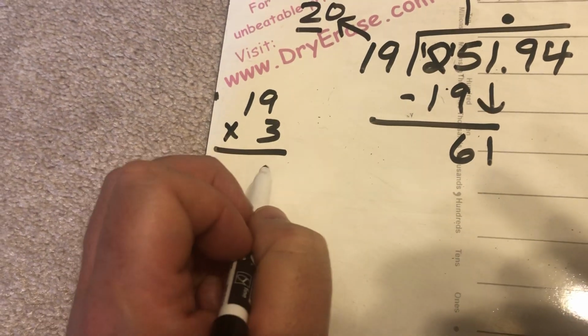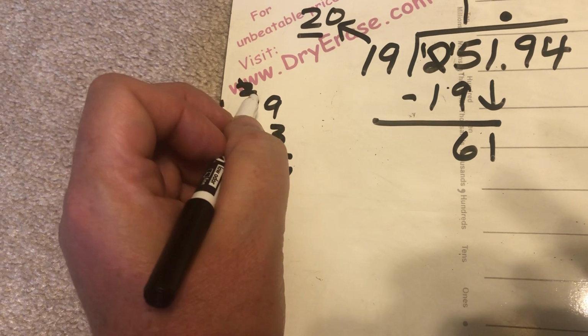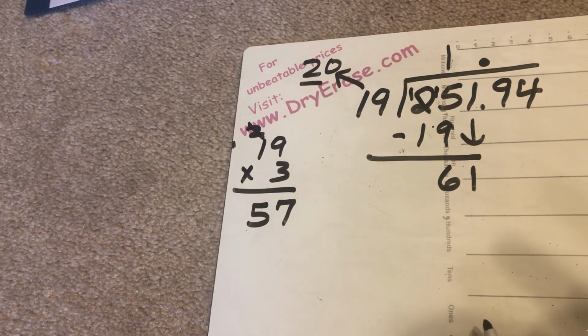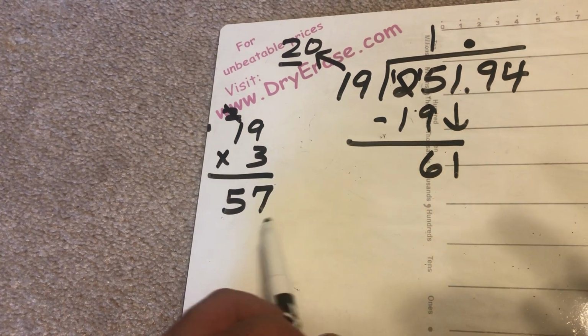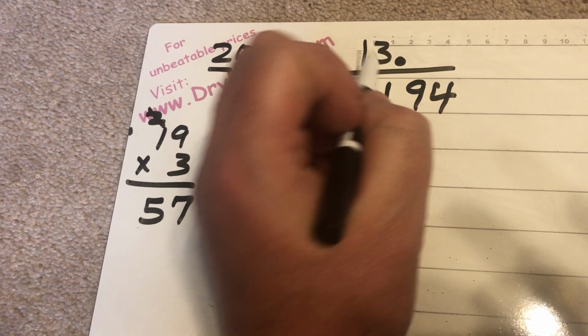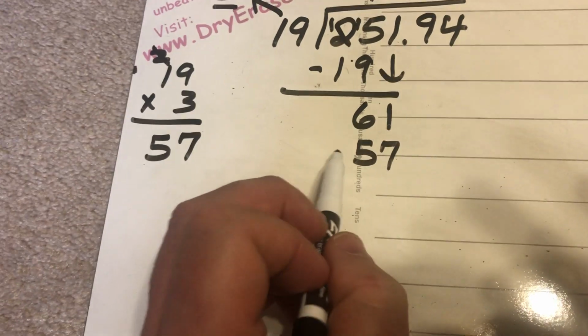Well, 3 times 9 is 27. Put the 7 down, carry the 2. 3 times 1 is 3, plus 2 is 5, so 57. That's pretty close to 61, and it's less. So I'm liking that. 3, 57. It's time to subtract.